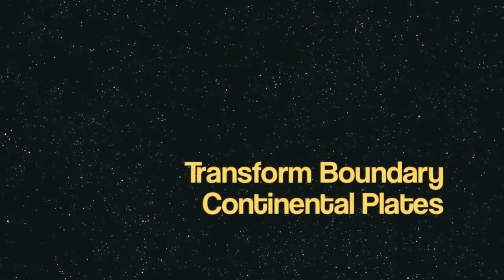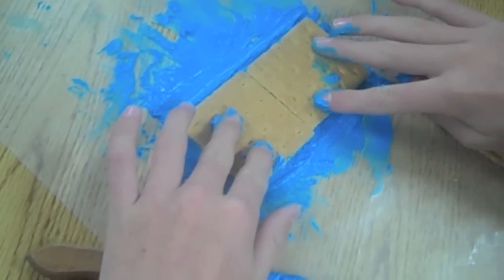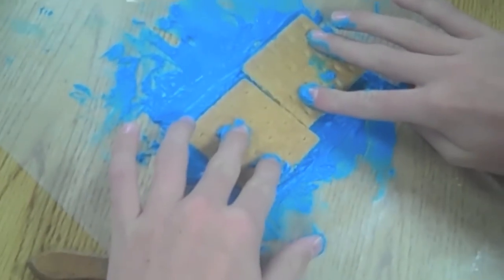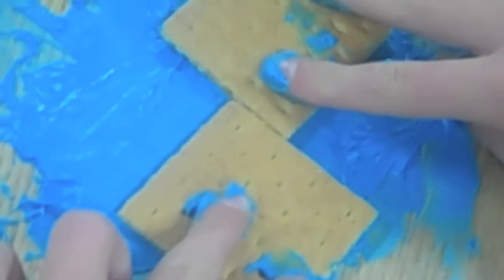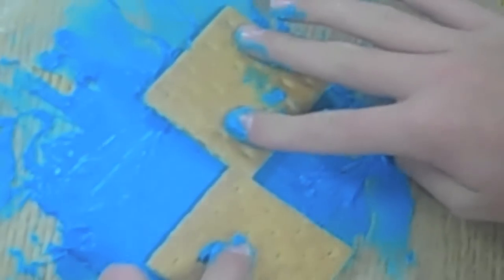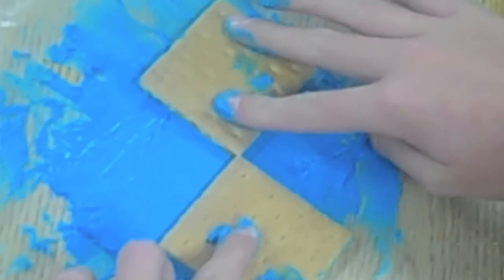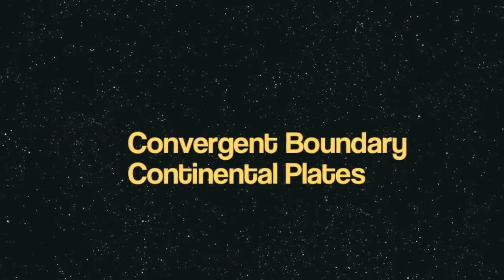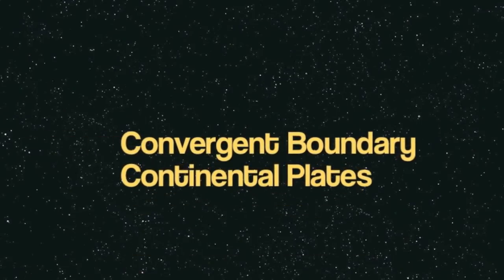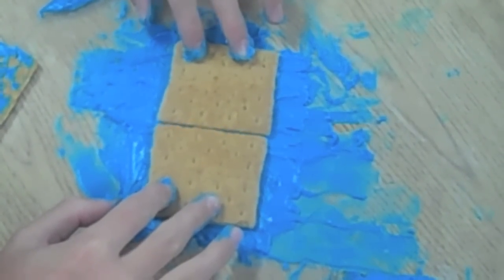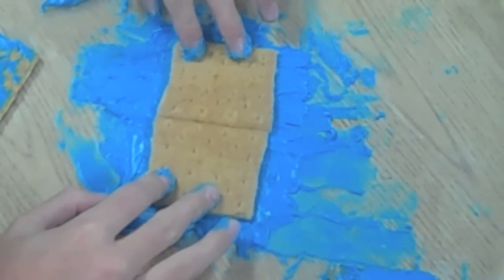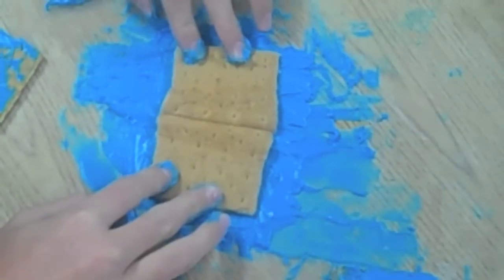A transform boundary occurs when two plates moving in opposite directions slip past each other. Earthquakes are common along these boundaries. A convergent boundary involving two continental plates results in the rise of huge mountain ranges.